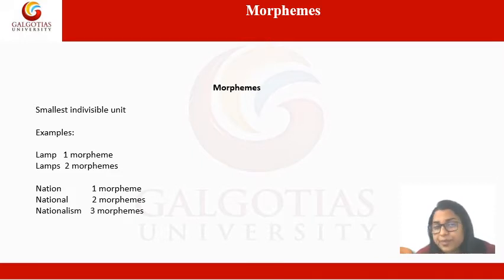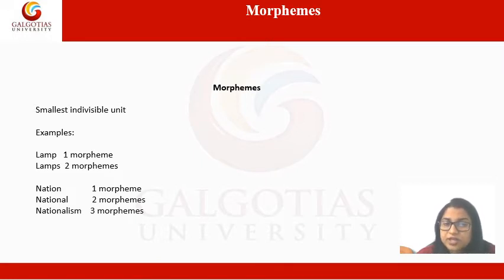Say the example lamp. It is a root word, the smallest indivisible unit. And lamps has lamp plus a suffix, so it is plural. So lamp and lamps, we have two morphemes.